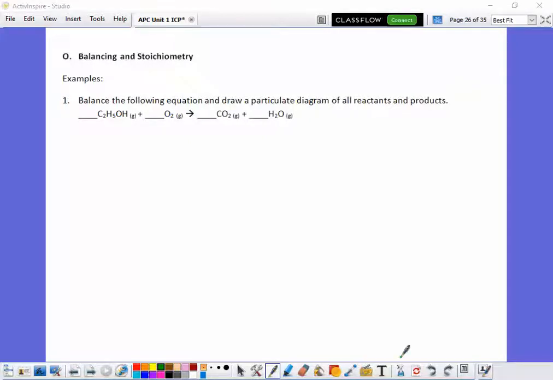So what is this balanced? 1, 3, 1, 2, or 2, 3. 1, 3, 2. Yeah, 2, 3. 1, 3, 2, 3.